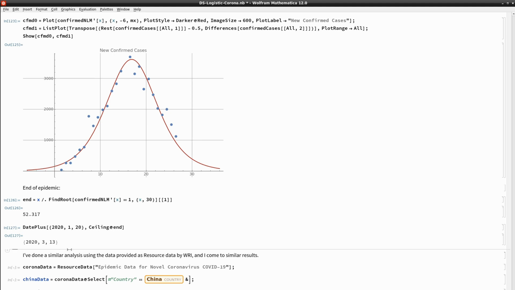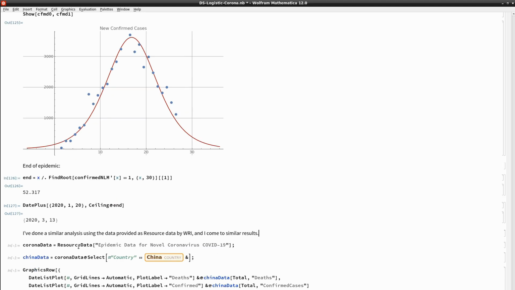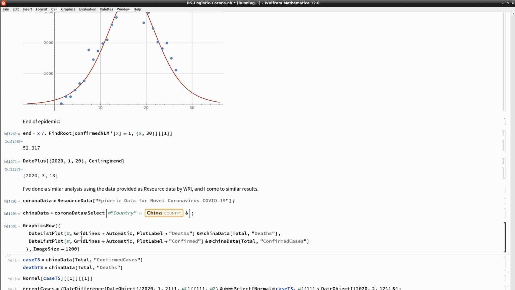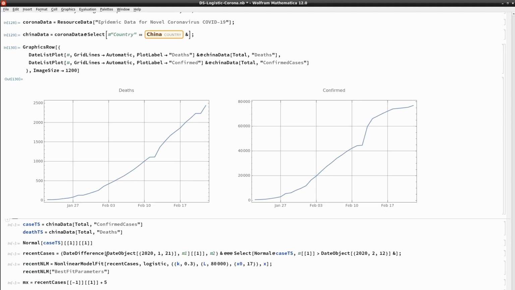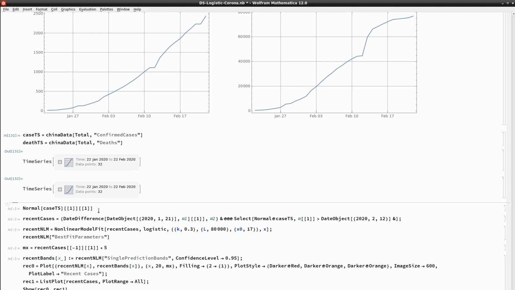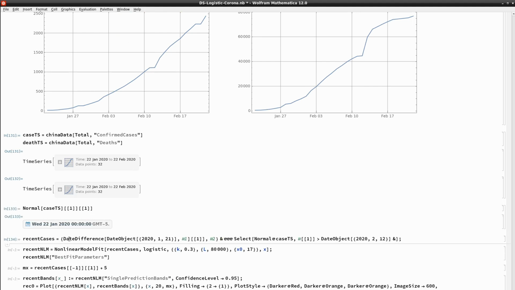And next, I want to point out, I've done a similar analysis using the data provided as a resource data by Wolfram Research, and I come to similar results. So let's load that in, the Corona data as a resource data. Let's get out the China data. Let's plot it. We're getting this as a time series. And let's extract confirmed cases and deaths. I won't go through all the details.